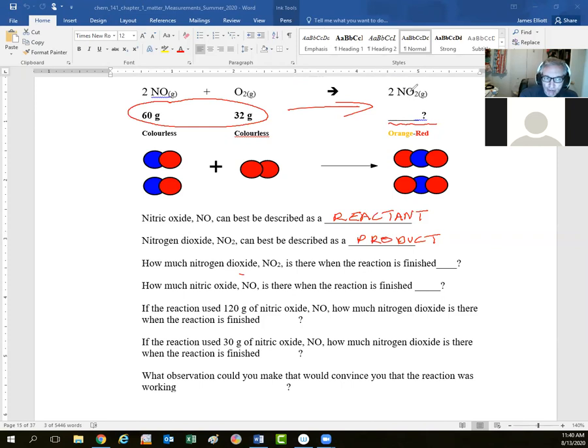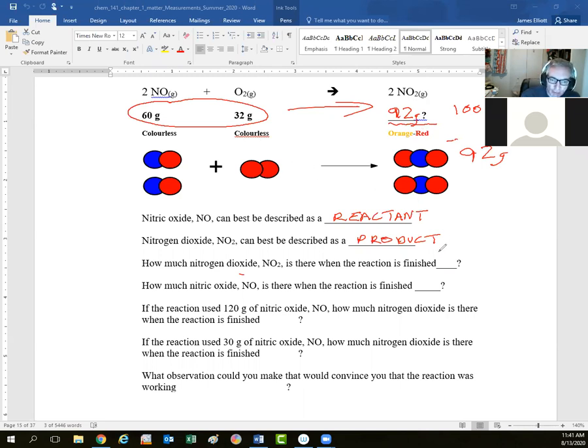But because we've just got one single product, 60 grams plus 32 to give 92, we can say that we should be expecting 92 grams of nitrogen dioxide to be produced, but only if the reaction works with 100% efficiency. Reality is that some reactions leave some leftover materials which are unreacted, but even if that does happen, the total mass at the end of the reaction should be exactly the same as we started with, in this case 92 grams.